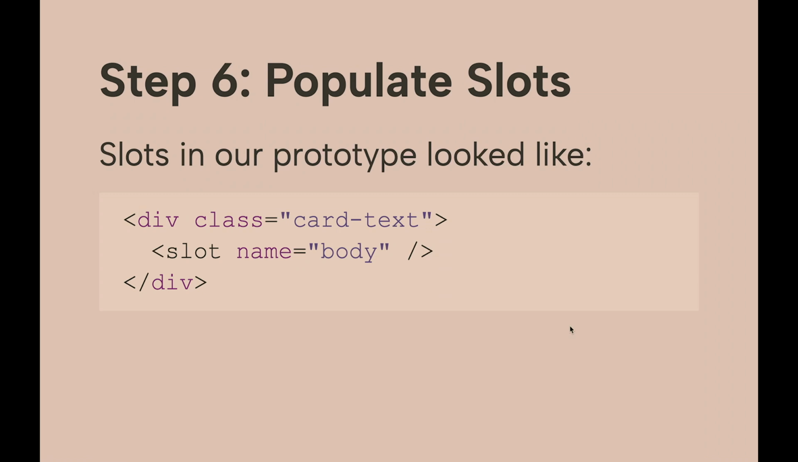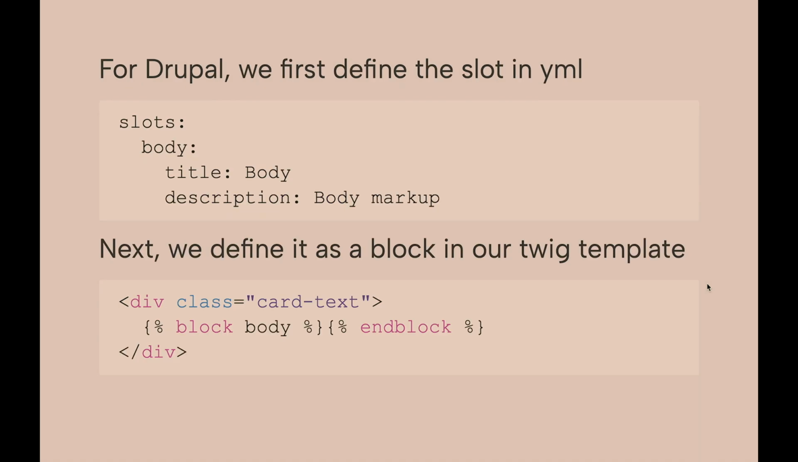So first, we'll go ahead and populate some of the slots. Remember, in our prototype, we had a slot element that had a name. That's the body slot. So the Drupal version of this, the single directory component version, you would first define the slot in your YAML file. Under slots, we have our body slot, and we give it a title and a description. And then in the Twig template, you represent that as a block. So we have a block named body that is basically just a placeholder for that slot, as we see there.